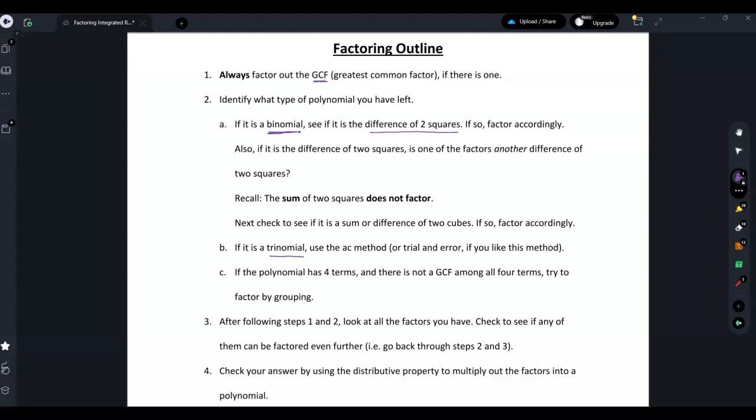But if it has 3 terms, meaning it's a trinomial, then we're going to use the AC method. And then if it has 4 terms, that's where we will use the grouping method. So basically GCF first, and then you look and see, does what I have left have 2 terms, 3 terms, or 4 terms? And then I'm going to choose my factoring method based on that.